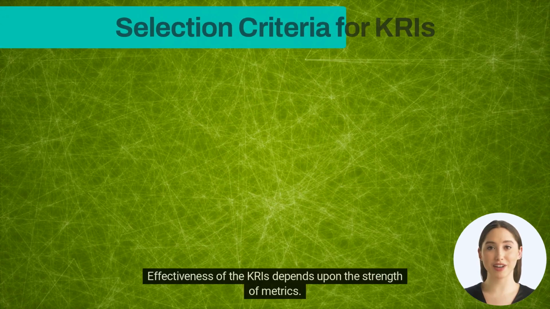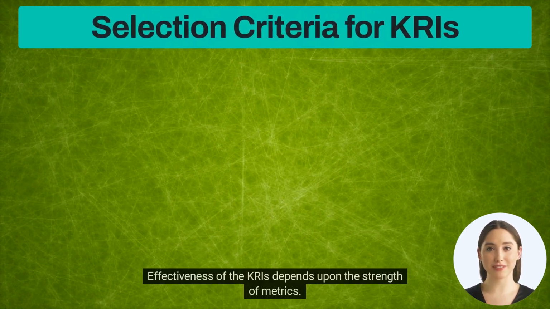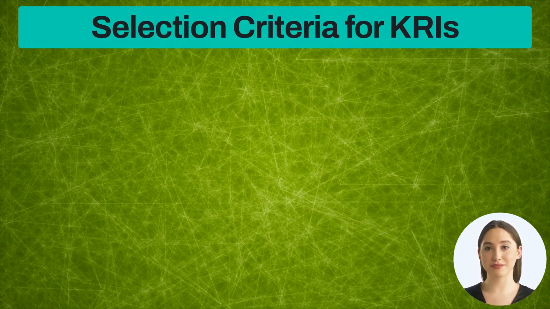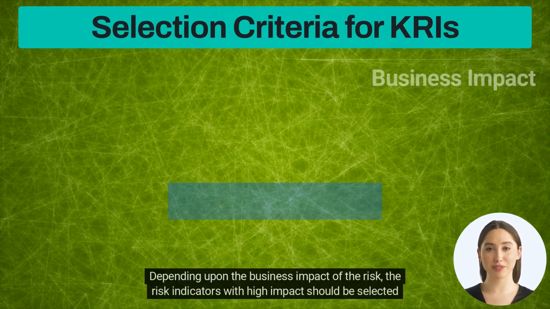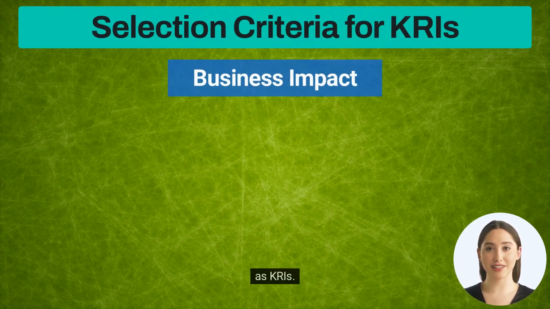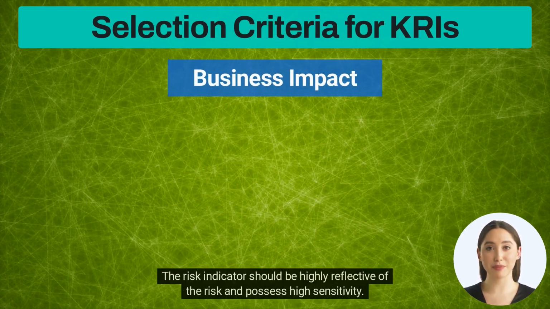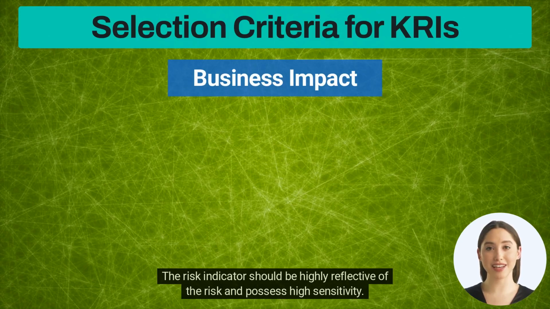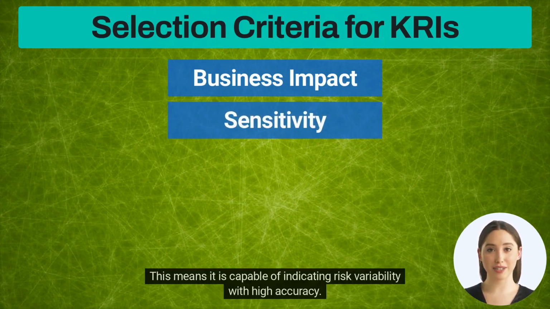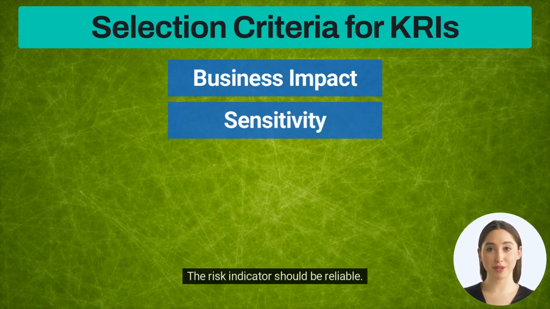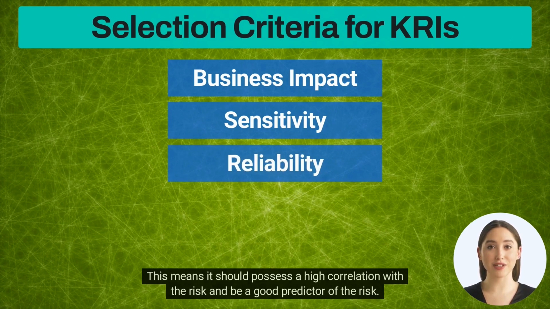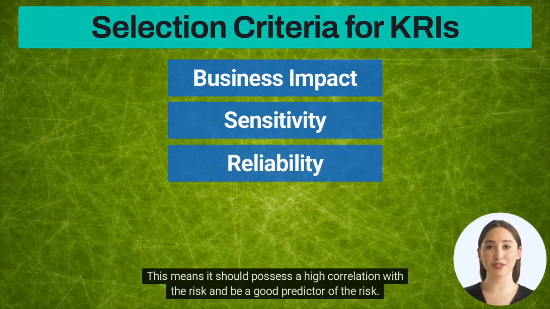Effectiveness of the KRIs depends upon the strength of metrics. Let's review some criteria for selection of key risk indicators. Depending upon the business impact, risk indicators with high impact should be selected as KRIs. The risk indicator should be highly reflective of the risk and possess high sensitivity. This means it is capable of indicating risk variability with high accuracy. The risk indicator should be reliable. This means it should possess a high correlation with the risk and be a good predictor of the risk.